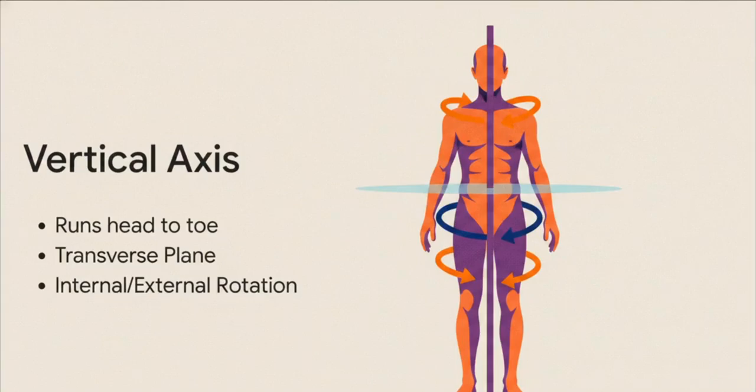Finally, imagine a long pole dropping straight down through the very top of your head, running all the way out through your feet. This vertical, or longitudinal axis, sits entirely perpendicular to the transverse plane. This vertical pole is the anchor that allows your spine and neck to securely spin around it, giving us all of our internal and external rotation.